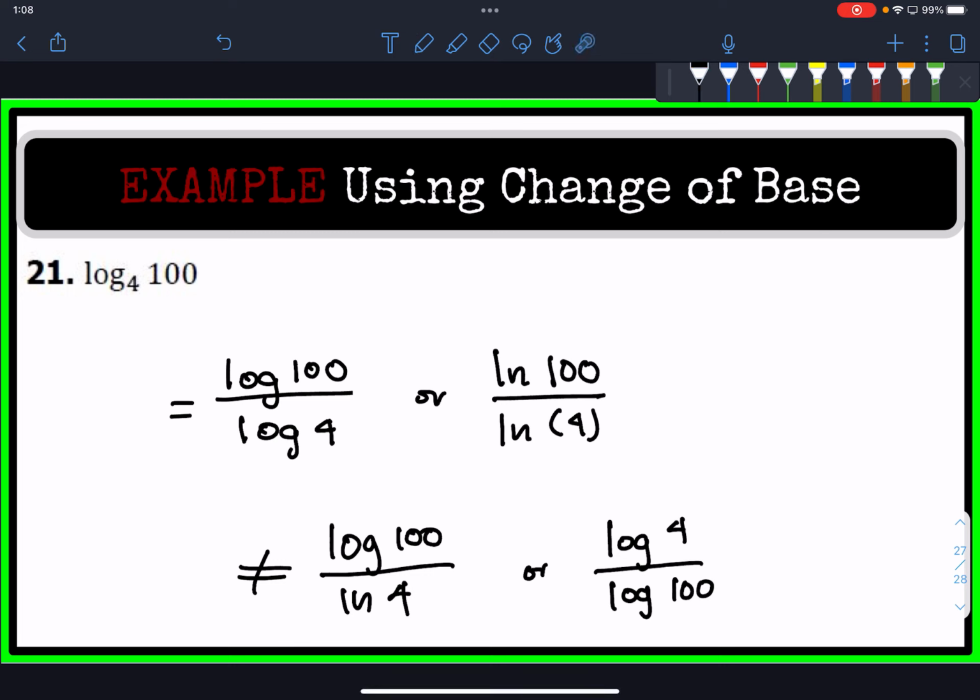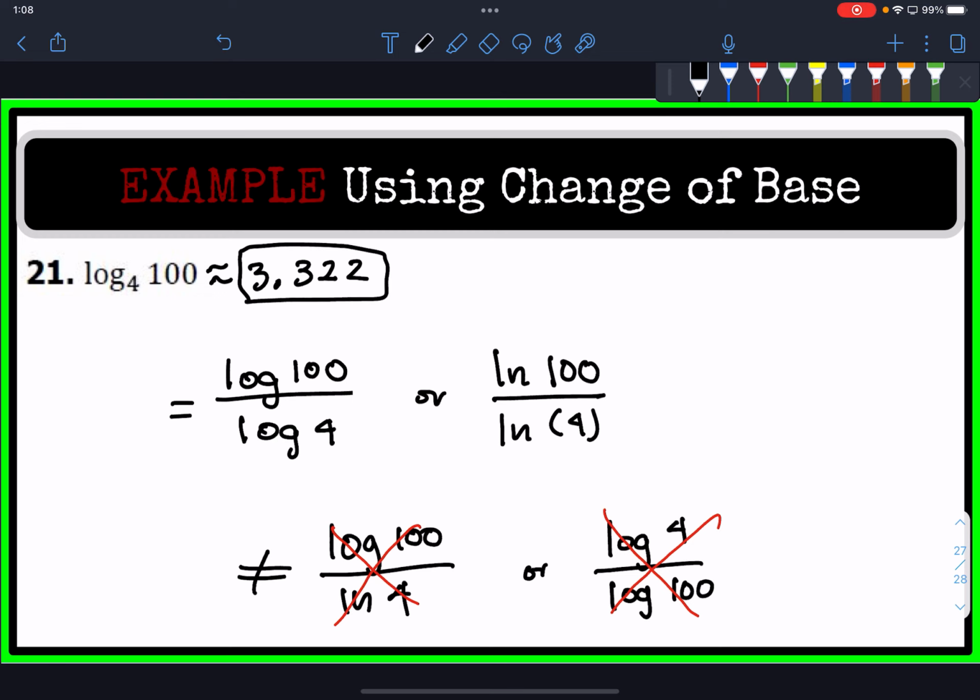If you flip these numbers and put them in the wrong order, the 100 on the bottom and the 4 on the top, whether it's a common or the natural log, you're going to get the wrong answer. The 100 needs to go on top and the 4 needs to go in the denominator. And you cannot mix a common log with a natural log. That's going to give you the wrong answer as well. So do not make these mistakes. And that gives us an answer of approximately 3.322.